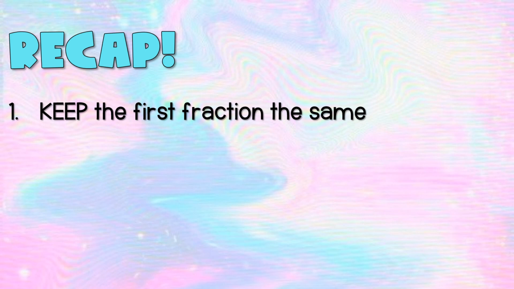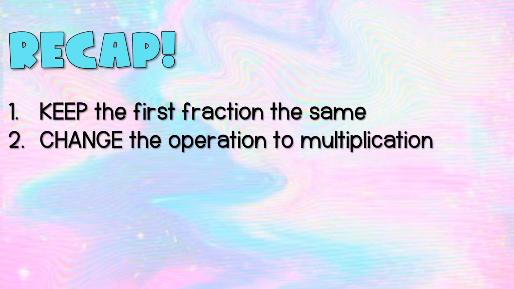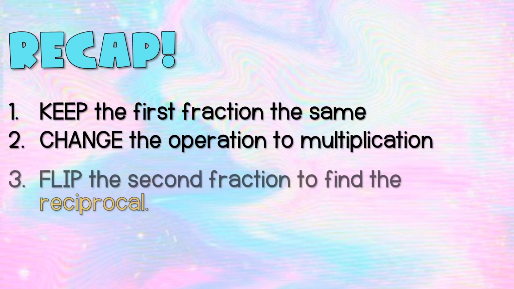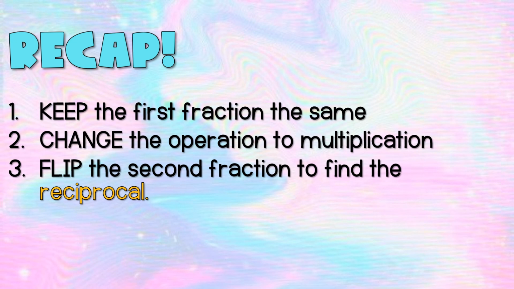So as a recap, this is how you divide fractions. You keep the first fraction the same, you change the operation to multiplication, and then you flip the second fraction to find the reciprocal.